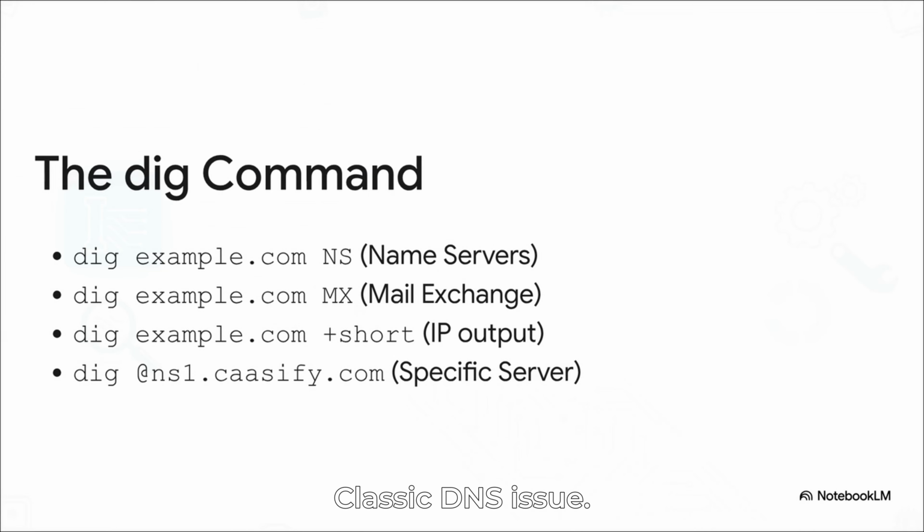Now, what if the IP address works totally fine, but the domain name doesn't? Classic DNS issue. Enter the dig command. This is the modern standard, guys. It completely replaces that old deprecated nslookup tool. With dig, you can query name servers, mail exchange records, or actually, my favorite, use the +short flag for just a super clean IP output. You can even query a specific external DNS server directly, like say Google's or Cloudflare's, which is incredibly handy for bypassing a local ISP resolver that's acting up.